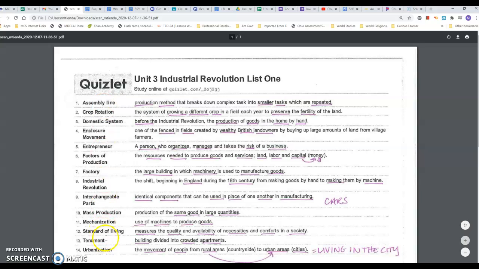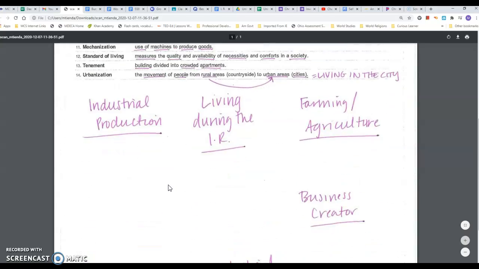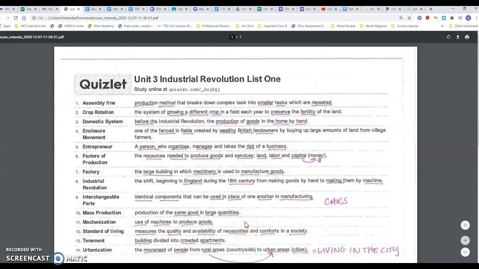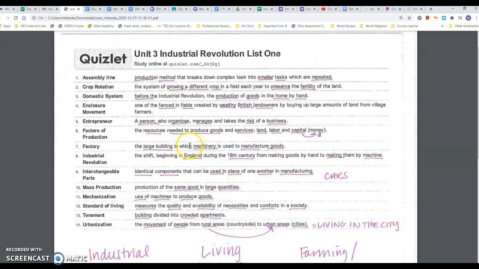So I just wanted to go through these 14 words with you first, and then I'm going to explain your assignment, which is to put them into our different categories here, just like we normally would in class.